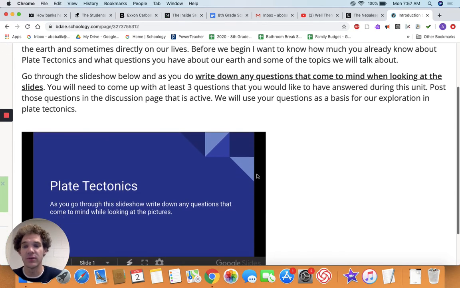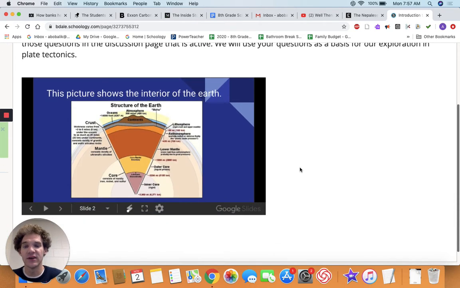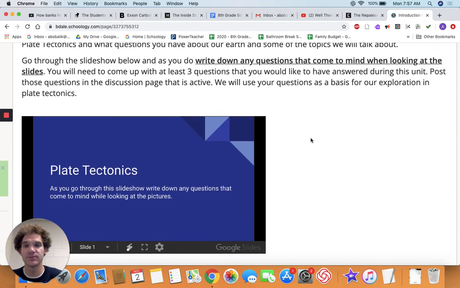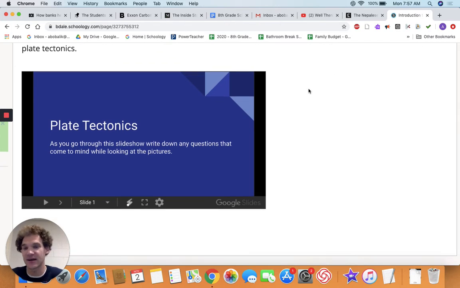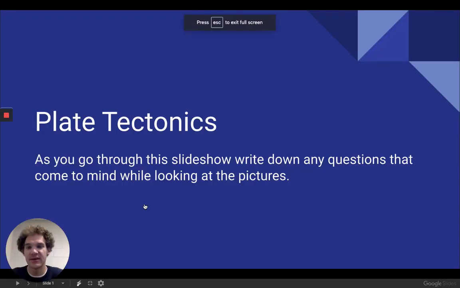So there's a slideshow embedded here. What you need to do is go through the slideshow, and as you're going through the slideshow, write down any questions that come to mind while you're looking at the pictures on the slides. You need to come up with at least 3 questions that you would like to have answered during this plate tectonics unit. You're going to post those questions in the discussion page that is active. I'll show you that here in a second. We will use your questions, so stuff that you guys actually want to know, as a basis for our exploration in plate tectonics. So here is the slideshow.